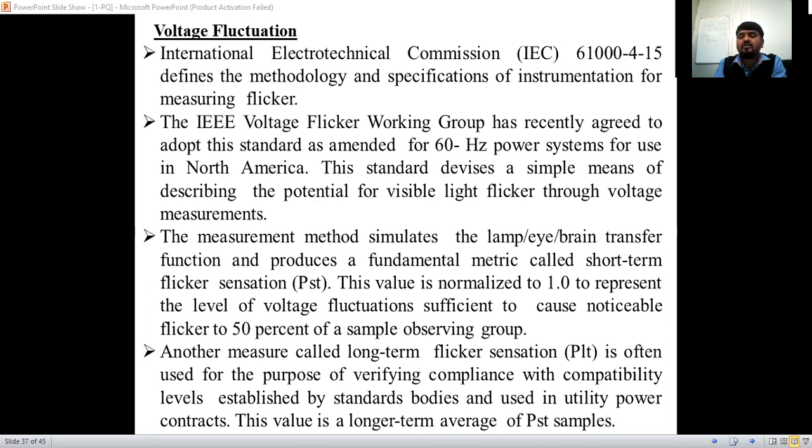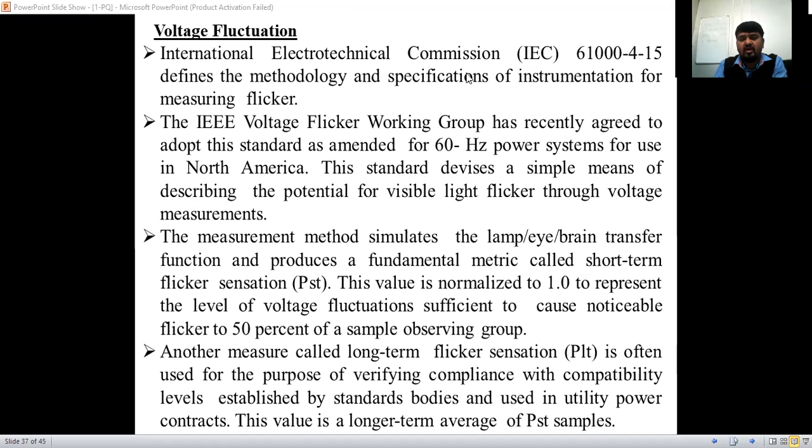This value is the longer-term average of PST samples. Whatever value it is, it is the longer-term average of PST, the short-term samples. So this is voltage fluctuation. And next we will go for frequency variation.